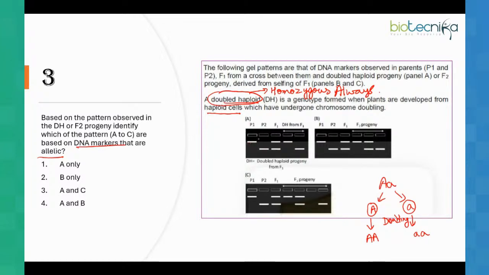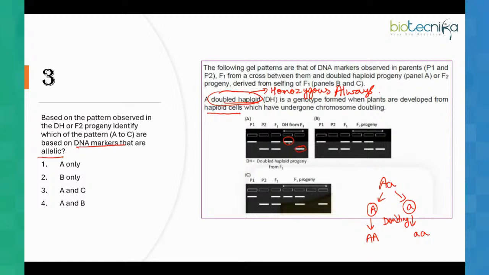Okay, so P1 has this band, P2 has this band, F1 has both the bands. And in the double haploid which is produced from F1, it has this band also and this band also. Which is actually showing that P1 and P2 have this band and F1 has both the bands. So this is basically showing a marker which is, first of all, codominant in nature because the heterozygote is showing both. And when we create the double haploids, the double haploids are homozygous for this one or the other one.